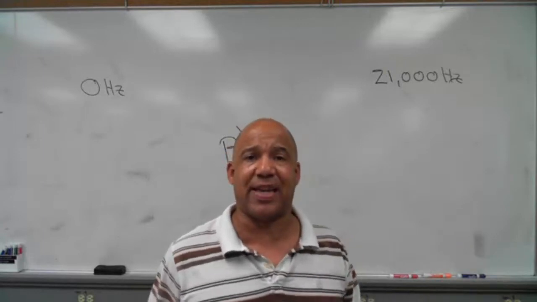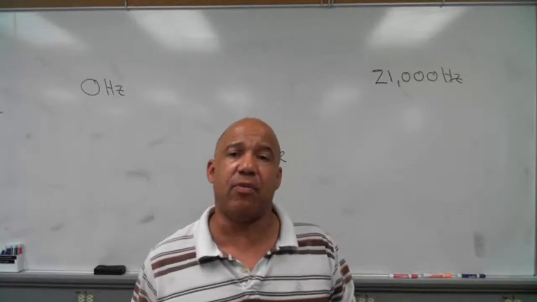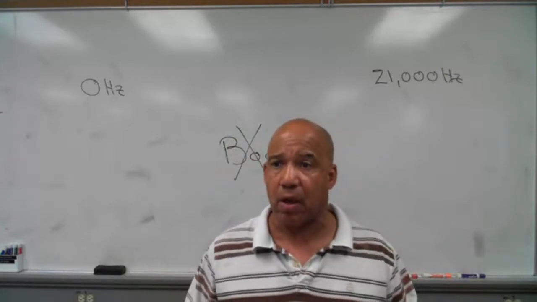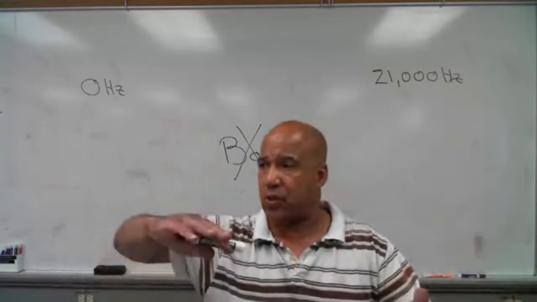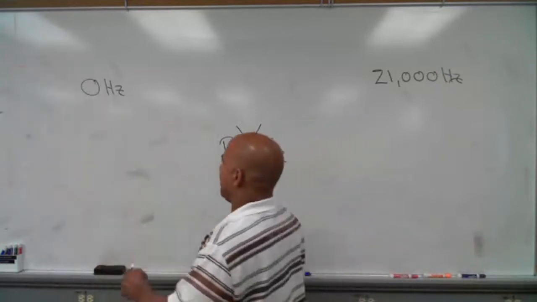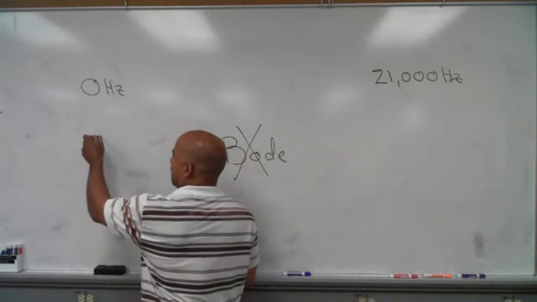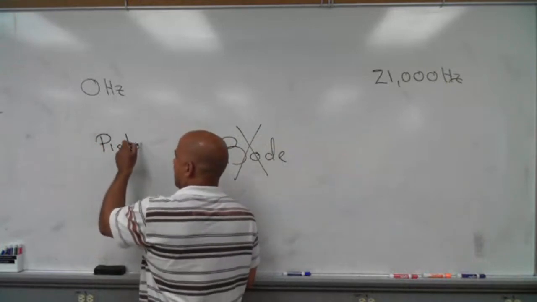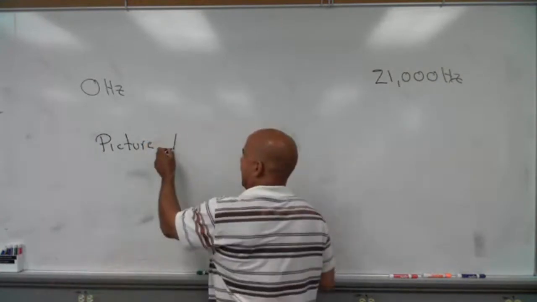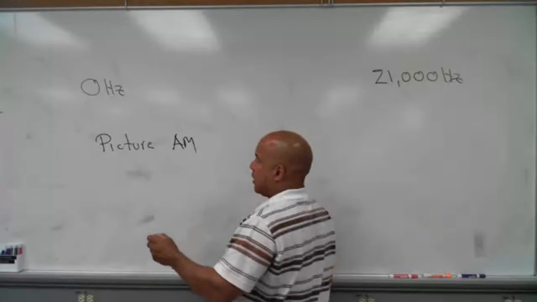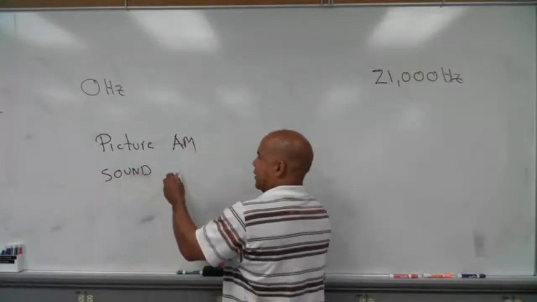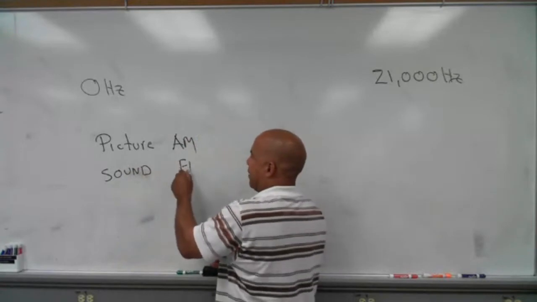I mean, just consider the case of TV. When you transmit a TV signal, now I'm not talking about cable TV. I'm talking about the old TV where you just use the antenna on your TV. You have three signals. You have a picture, and that picture is transmitted in AM, amplitude modulation. You have sound, and the sound is transmitted in FM.